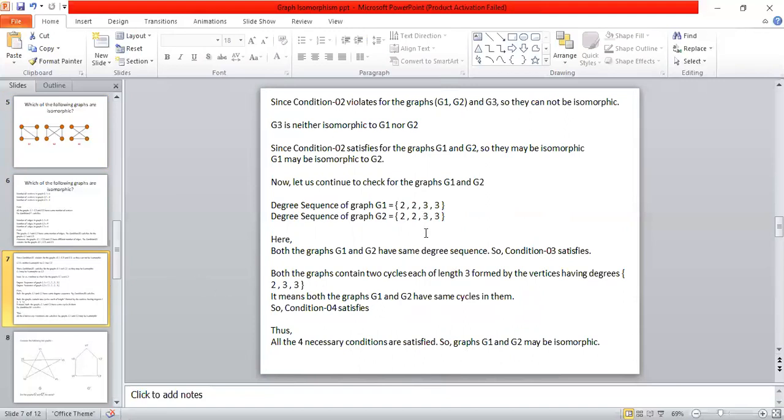Any given graphs are said to be isomorphic if they satisfy these four conditions. Number of vertices should be same, and you should have an equal number of edges and same degree sequence, and you should have a same number of circuits of a particular length. If two graphs satisfy these necessary conditions, then graphs are said to be isomorphic.